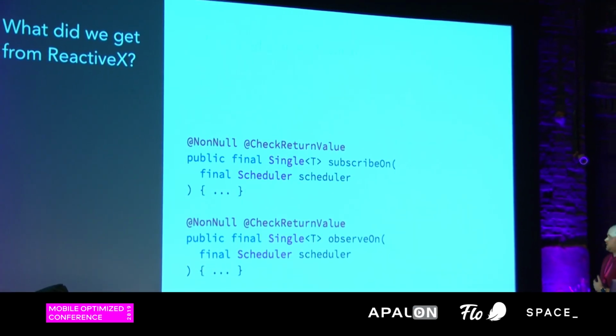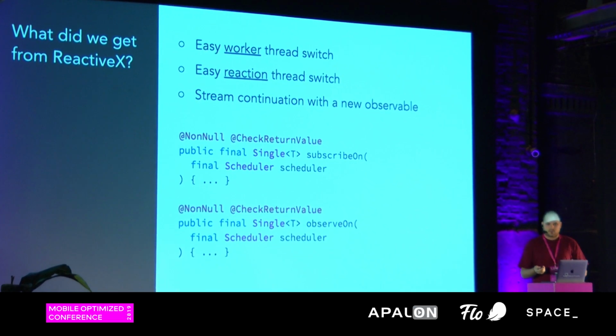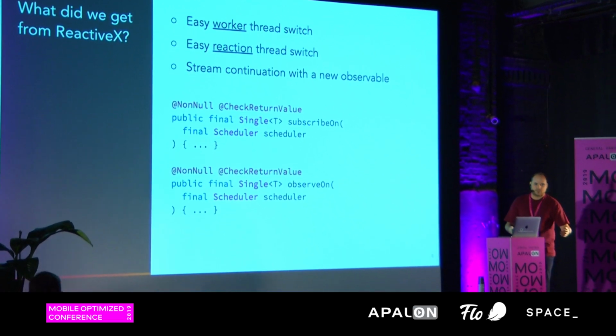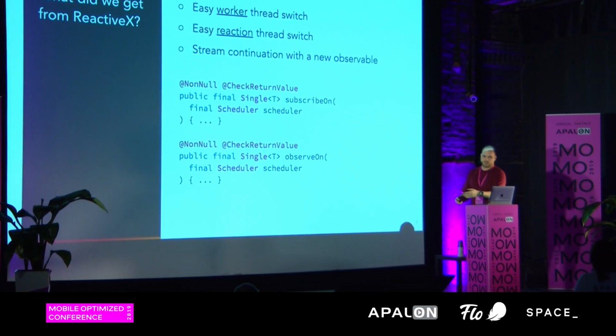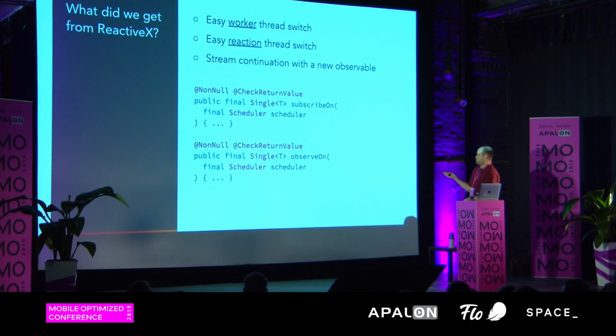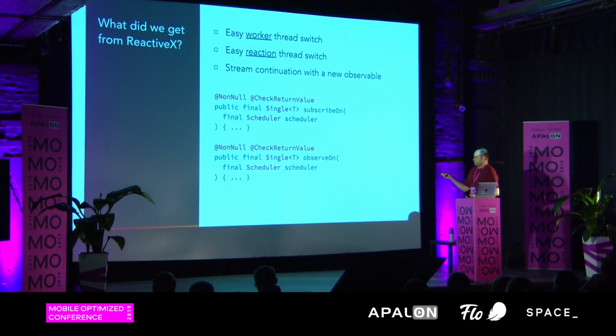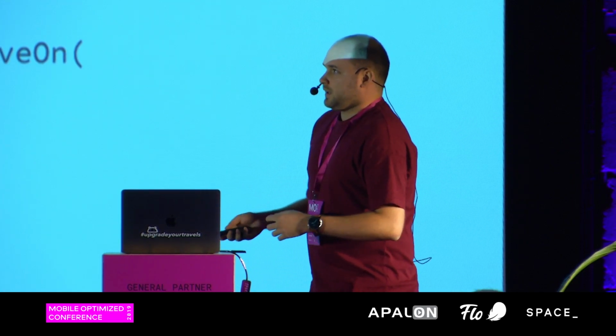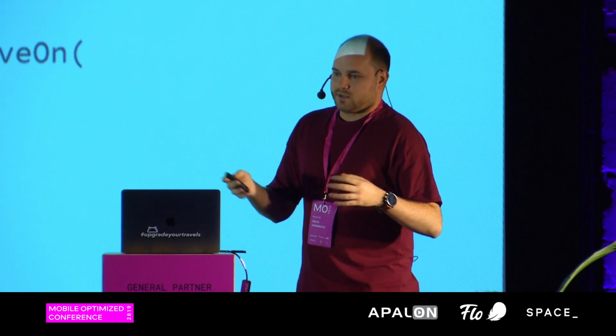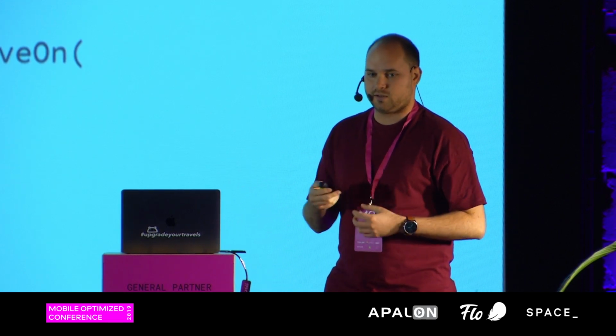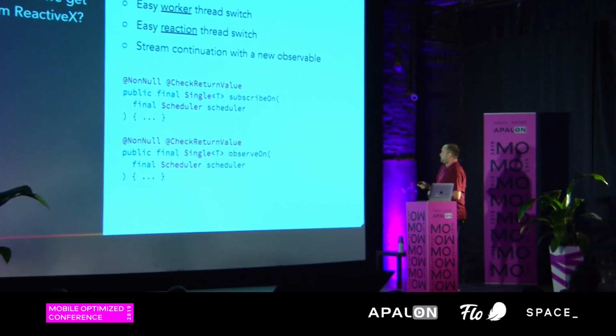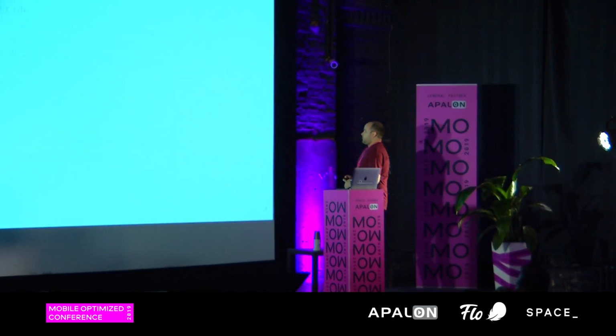Some other benefits: we had easy worker thread switches, so we could just jump onto a different thread or a pool of threads or create a custom thread, whatever you want. It's super easy. You just use subscribeOn and observeOn. And then you could connect observables one onto the other, and in the end you get a chain. Well, I like the onion description more than a chain, because it's more similar to an onion. One observable contains another inside of it. But in any case, you have a chain or a stream with Rx.